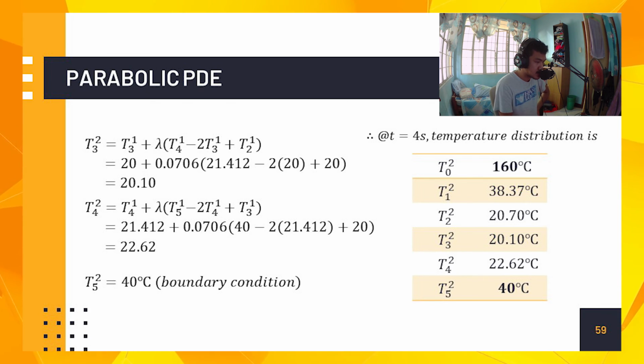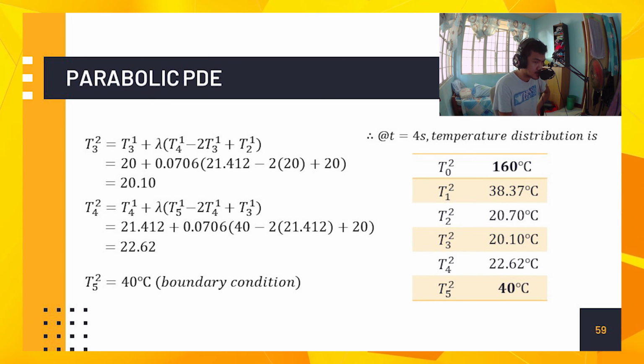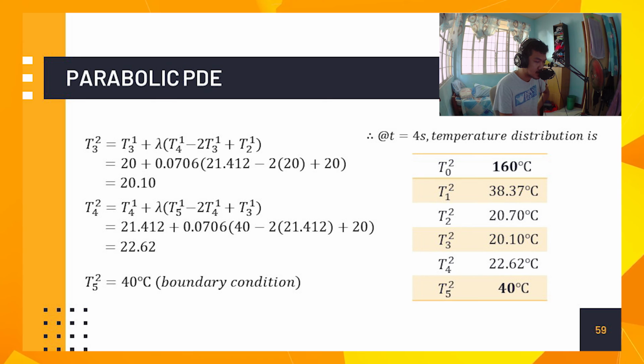22.62. And lastly, for T sub 5 raised to 2, we have 40 degrees Celsius, which is again the boundary condition. So gathering all those values, again we will make a table of values for t equals 4 seconds, and that will be our temperature distribution.